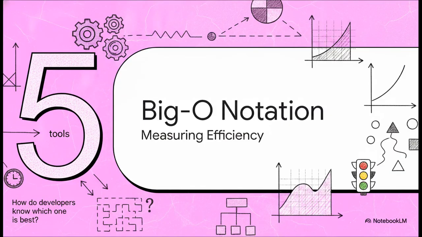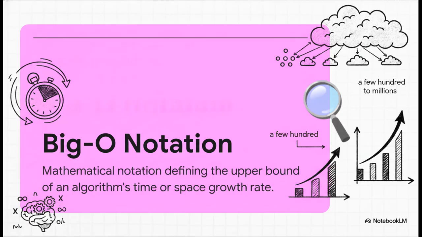Now, we have all these amazing tools, but how do developers actually know which one is best for the job? Let's look at Section 5, Big O, Measuring Efficiency, where we prepare for the worst-case scenario. To figure out which algorithm to deploy, developers measure efficiency using something called asymptotic analysis. More specifically, they look at Big O notation. Simply put, Big O gives us the mathematical worst-case scenario.